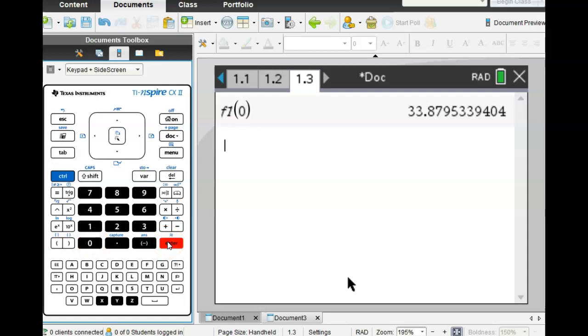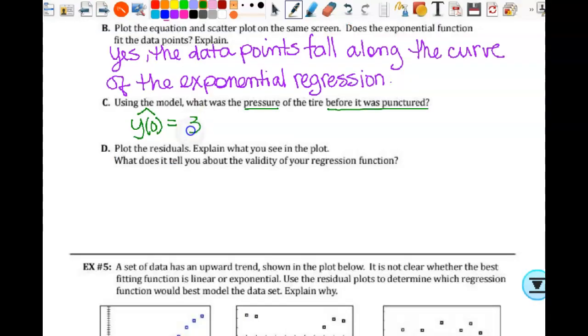So that gives me 33.8795. 33.8795. And what are the units here? PSI. What does PSI stand for? Pounds per square inch. If you're not a tire expert, how else would you know that? Says it in the question. Absolutely. All right. We all good so far?